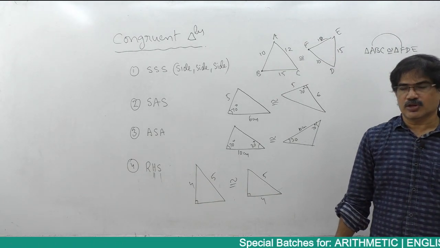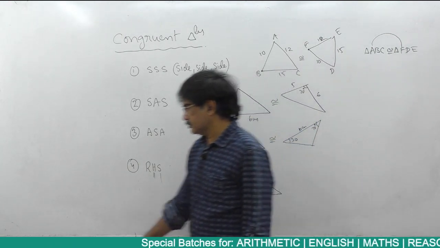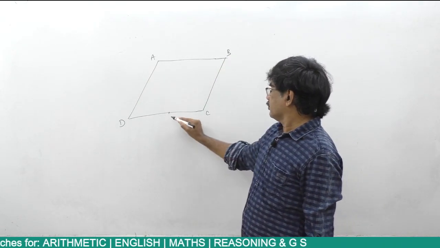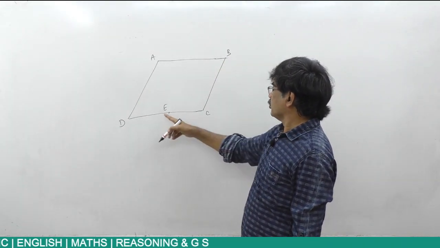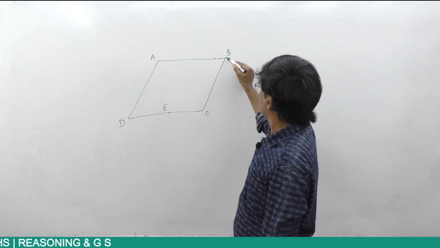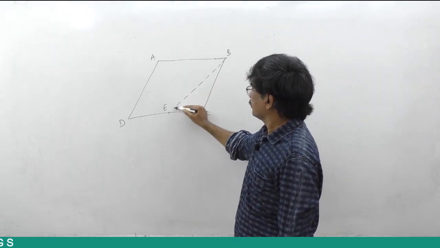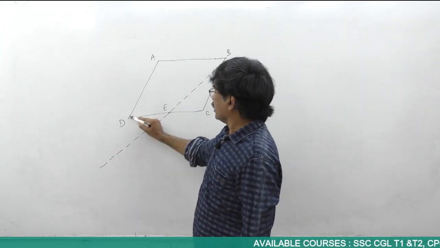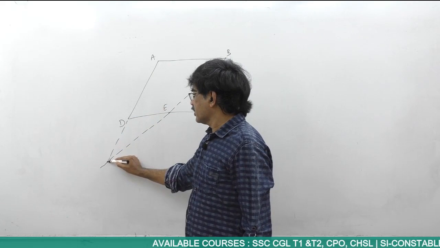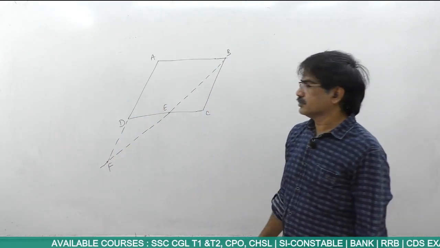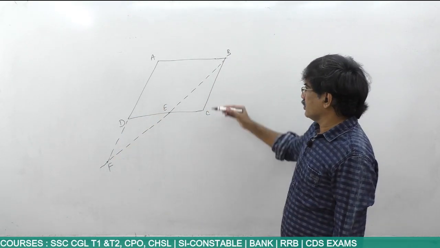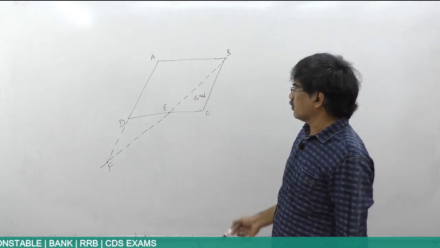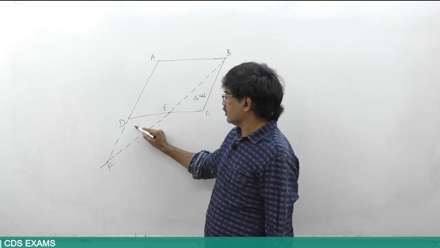I want to discuss one problem based on this. This is a parallelogram ABCD, where E is the midpoint of DC, join BE and extended, and AD also extended, which meets at F. If this triangle area is 15 square units, what is the area of this triangle?